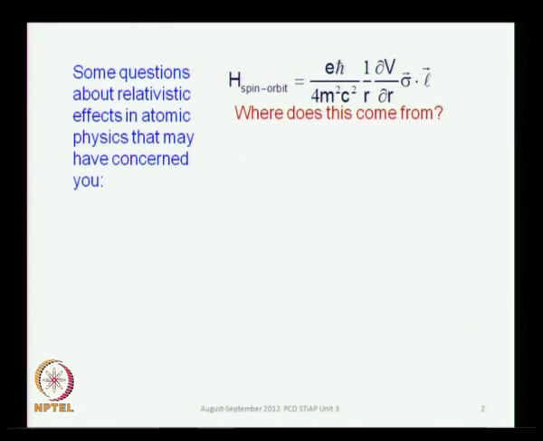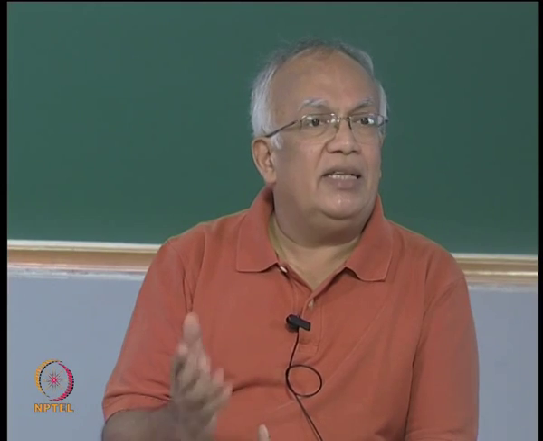And a dominant relativistic effect in atomic spectra is the spin orbit interaction in the atomic structure and spectroscopy and collisions and all the atomic processes. This is the spin orbit interaction. It has this form which you may or may not have seen earlier. And if you did, the question that would ask itself is, where does this form really come from? And we are going to figure out how exactly you get this term.